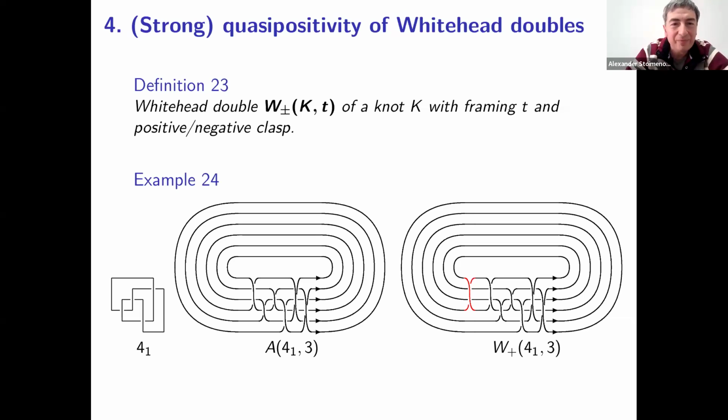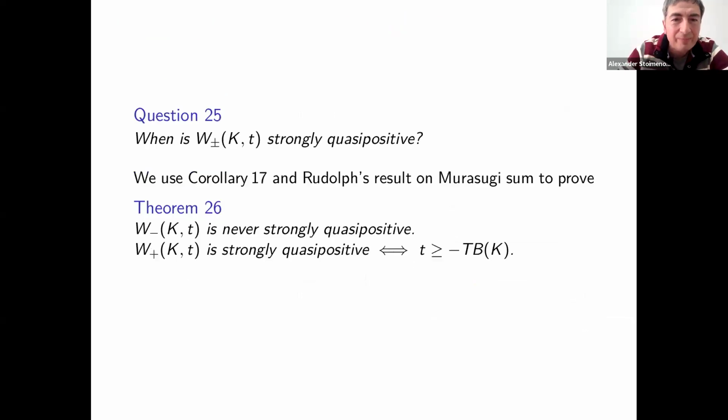And they both have a framing. So, a way of constructing a braid presentation of the Whitehead double is simply that you take a braid presentation that you get from Nutt's construction, and then you double the braid. You just must be careful that you double a braid of the right sign. So if you want a positive clasp Whitehead double, you have to double a positive braid. If you want a negative clasp Whitehead double, you have to double a negative braid. Okay, so now the first question is, when is this strongly quasi-positive? And now the answer is relatively straightforward if you use Rudolph's result about Murasugi sum.